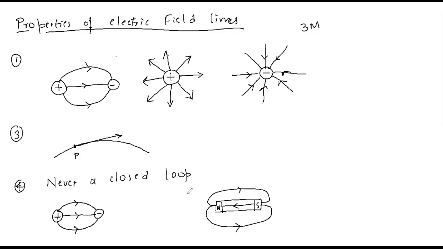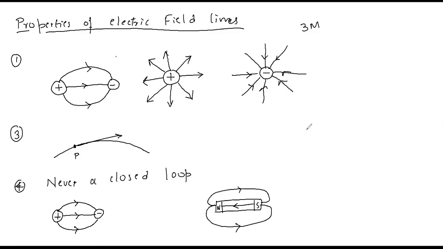Electric field lines never cross each other. Okay, this is the fifth property. And the sixth property is electric field lines are always perpendicular to the surface of the conductor.